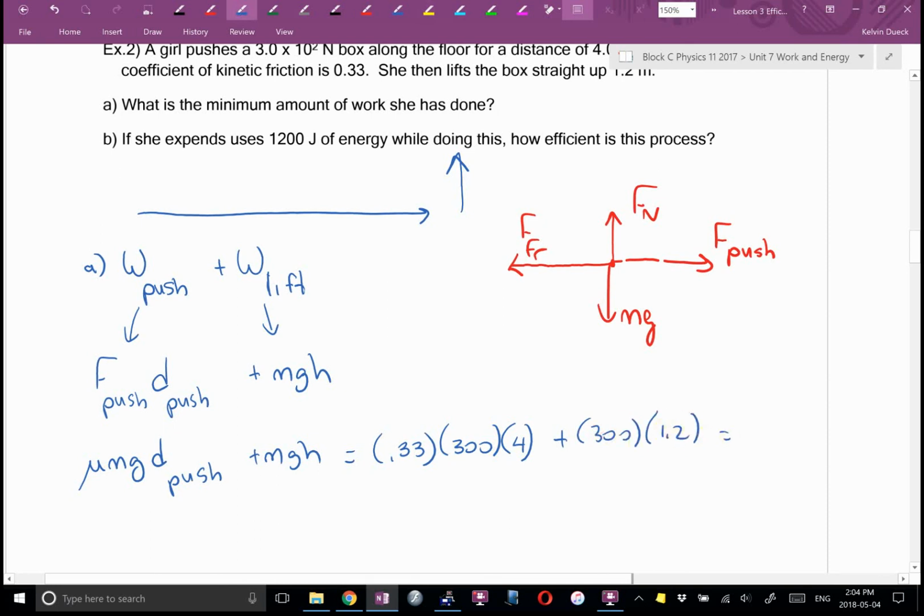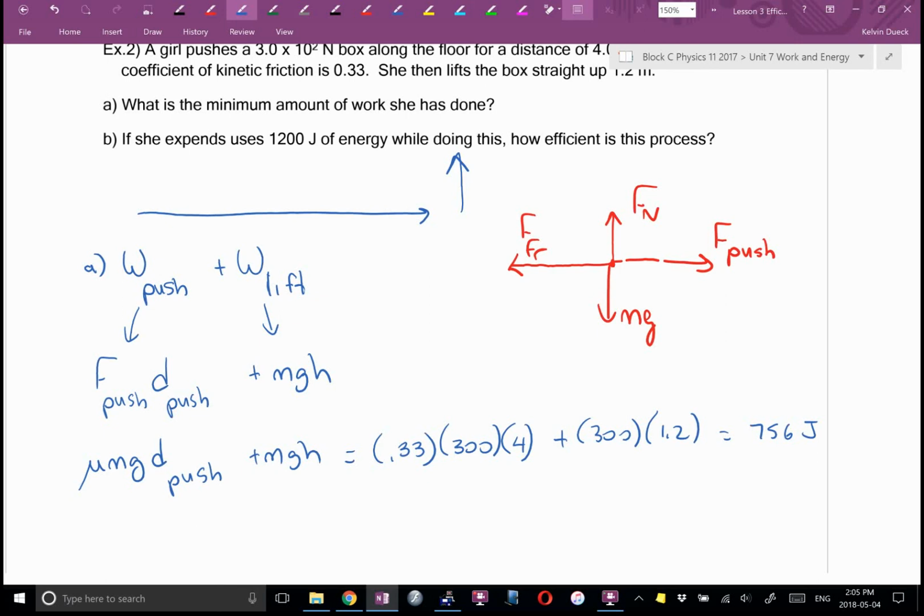What's the minimum amount of work she's done? Tristan? 756? This is work. Work is not measured in watts. Units for work. Now that would be if her muscles were 100% efficient, her body would have lost 756 joules of food energy, and that would have gone into pushing this object.